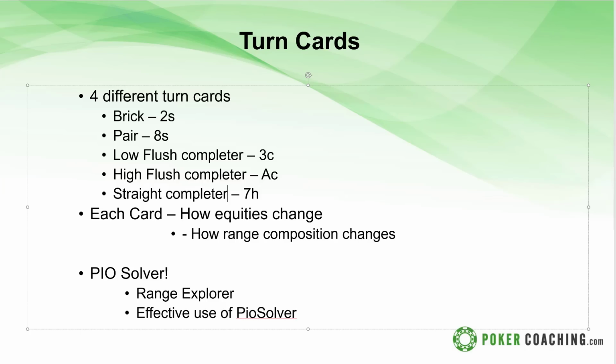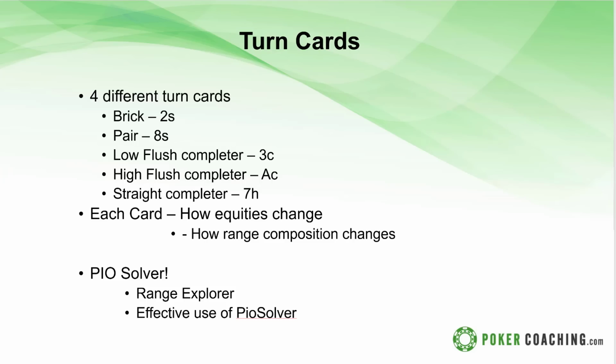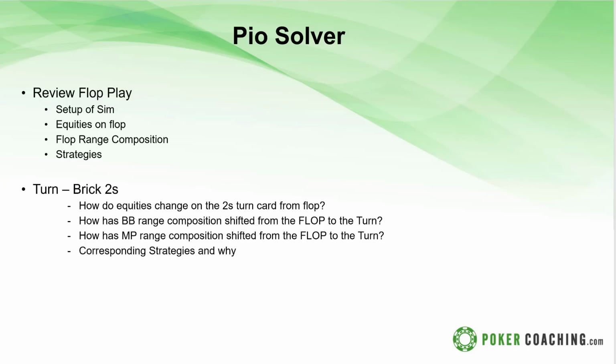So flop play is pretty simple. It's a lot easier to find the equities on the flop, and then on the turn it gets a lot messier. So this might get a little complicated. Stick with it. And the key part here is just to learn how different turn cards affect the range interaction.